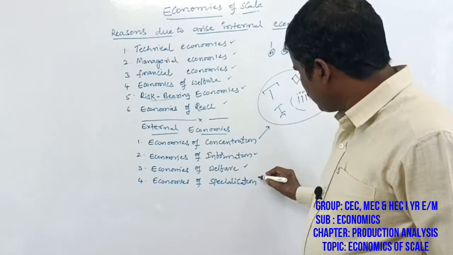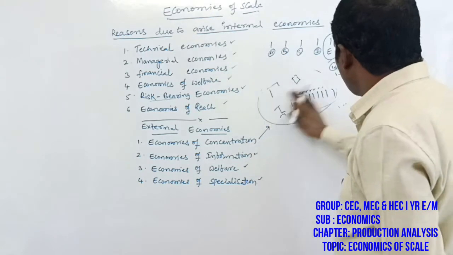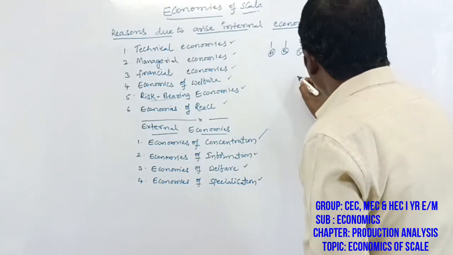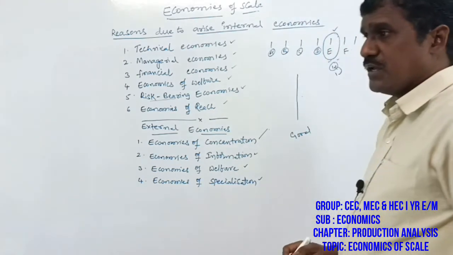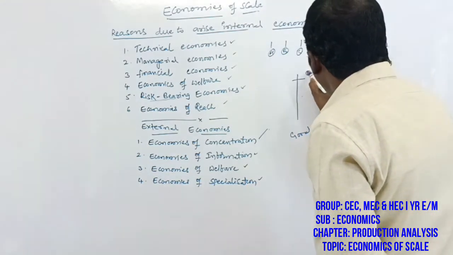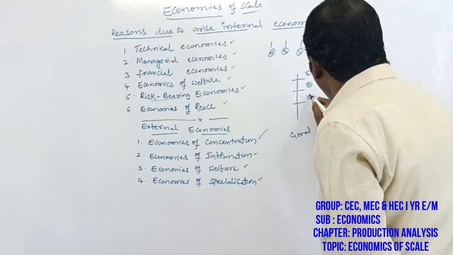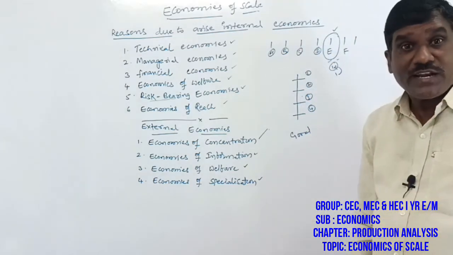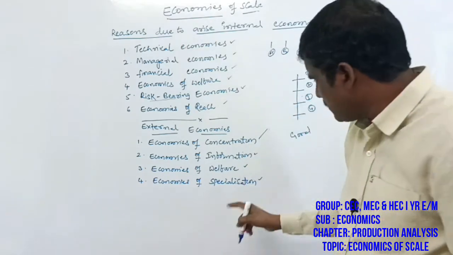Then economies of specialization. Try to understand one thing. Suppose this is one part of a simple good. In one good, one part can be made by one labor, the second part is made by another labor, the third part by a third labor, the fourth part by another. Different people, different labor make different parts, means specialists.